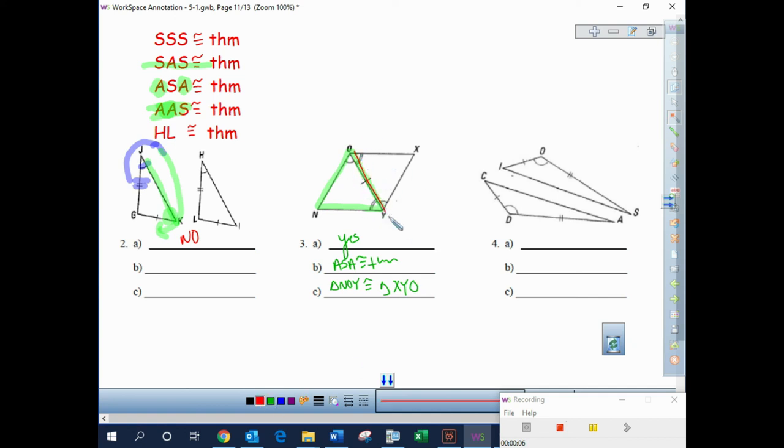Also, you've got to go from a green triangle to a red triangle. The green single arc mark has to go with the red single arc mark, and the green double arc mark has to go with that. So be careful with that.